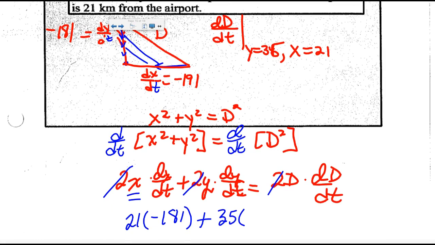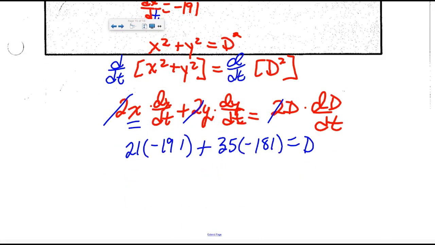is, actually I got these swapped. This is 191 for dx/dt, and dy/dt is negative 181. Don't know it, times don't know it, but this is what I'm being asked to find.